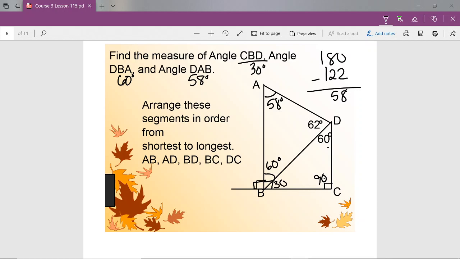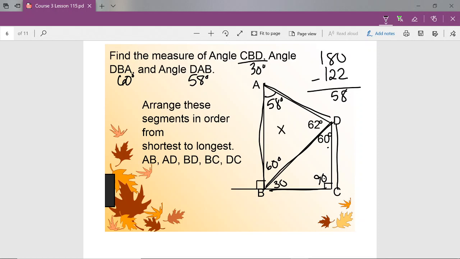So arrange the segments in order from shortest to longest. Well, once again, within their triangles, what is the smallest and largest? Well, we can say a lot. Okay, so we're looking at all these different segments, and let me just clean up a few things here. So we are looking at AB, AD and BD, and then BC and DC. Okay, so we're looking at all of those different segments here.